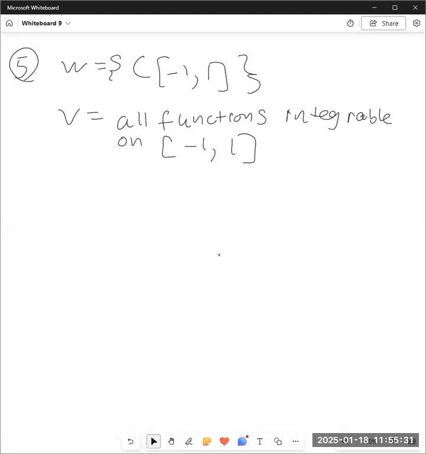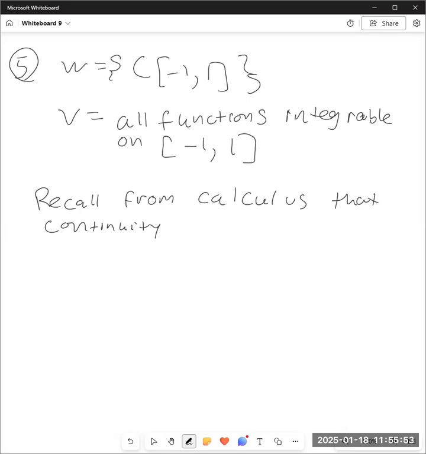But if you recall from calculus, probably calculus 1 for you, continuity implies integrability, making W a subset of V, and a proper subset of V. And it's non-empty because we could think of the zero vector, or y equals 0, has to be in there. W is non-empty.